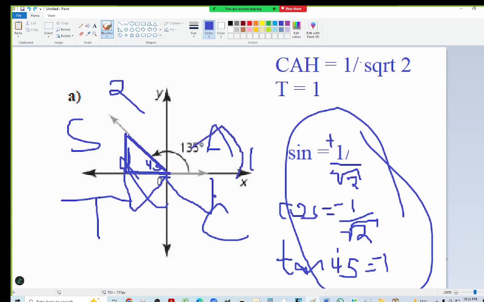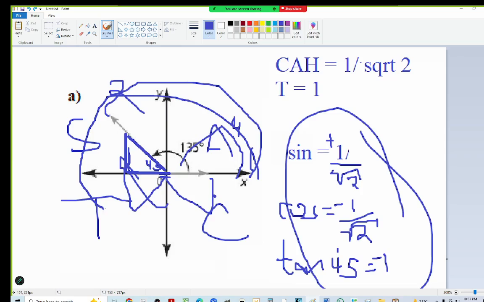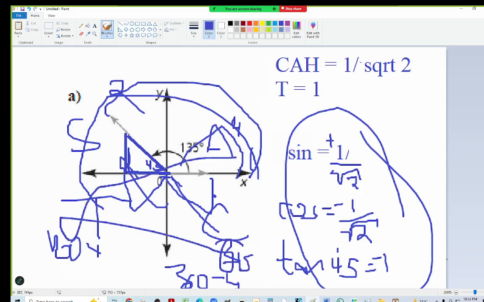In the first quadrant, we're talking about 45. In the second quadrant, we're talking about 135. In the third quadrant, we're talking about 180 plus 45, 225. And in the last quadrant, we're talking about 360 minus 45, 315. You got it.